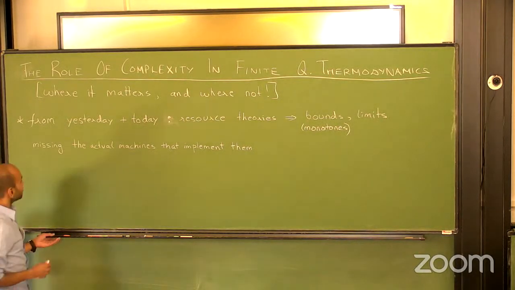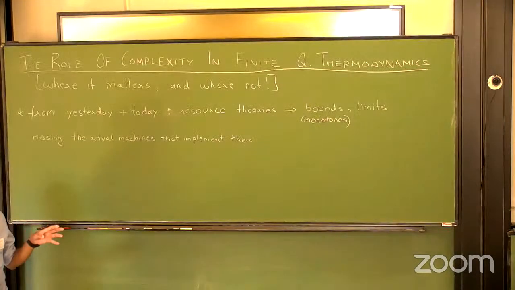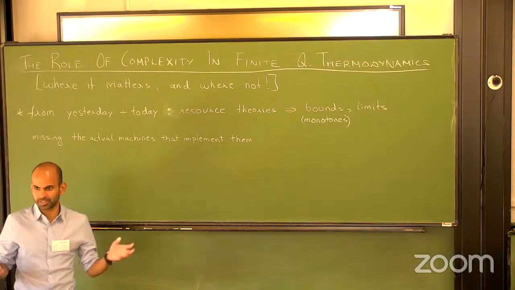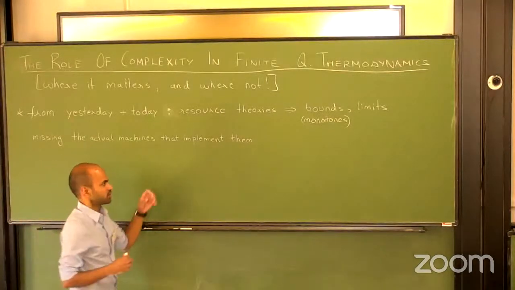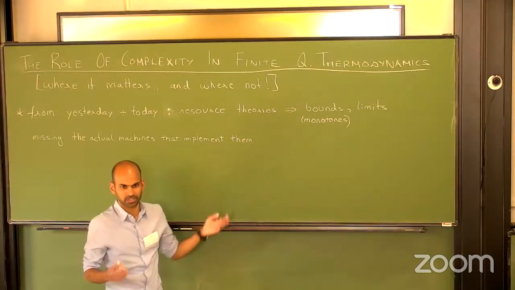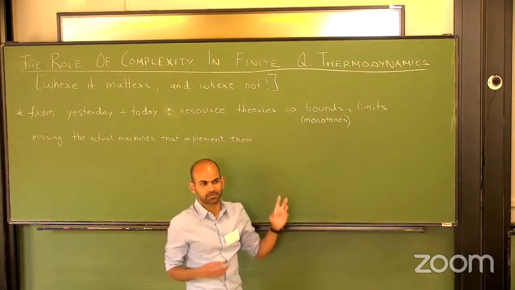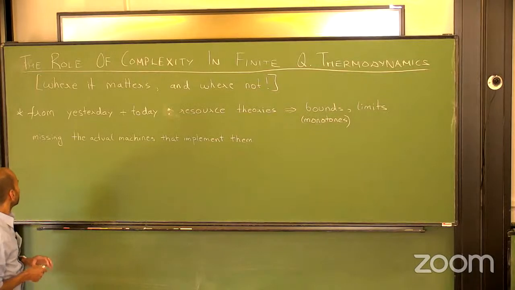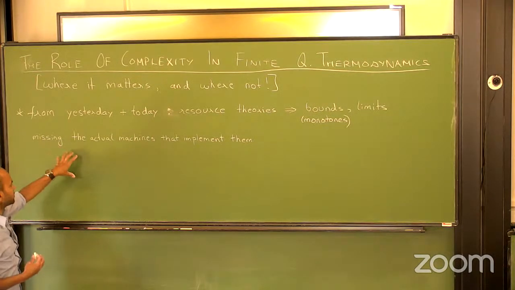So from yesterday to today, we have looked at the foundations of many resource theories in thermodynamics. So we say this is the allowed set of operations, and then from those allowed operations and the states that we have, we find bounds on what we can achieve or cannot, which are sometimes in the form of limits which are necessary and sufficient, sometimes just monotones which are necessary and not sufficient. But what I'm going to focus on in this lecture is really what was not explicitly done in many of those analyses, which is the actual machines that implement them.